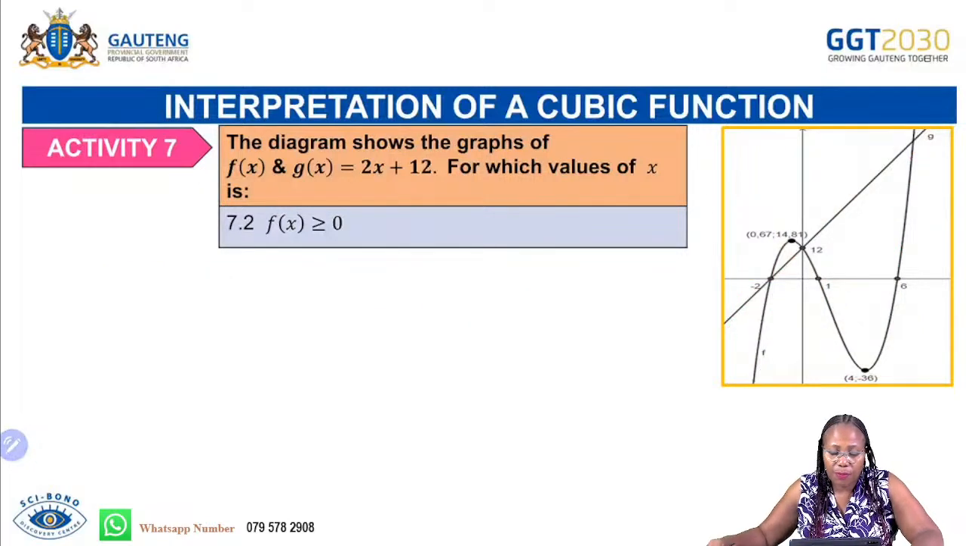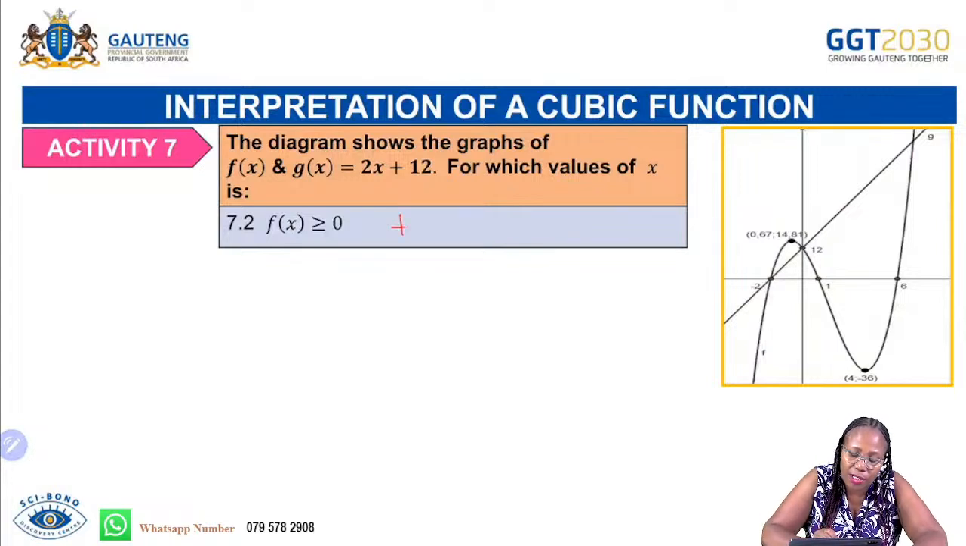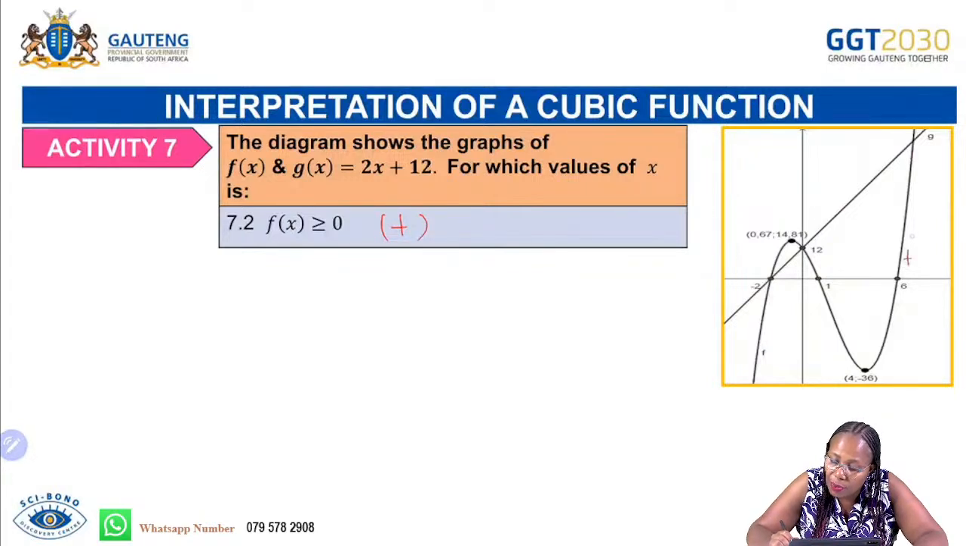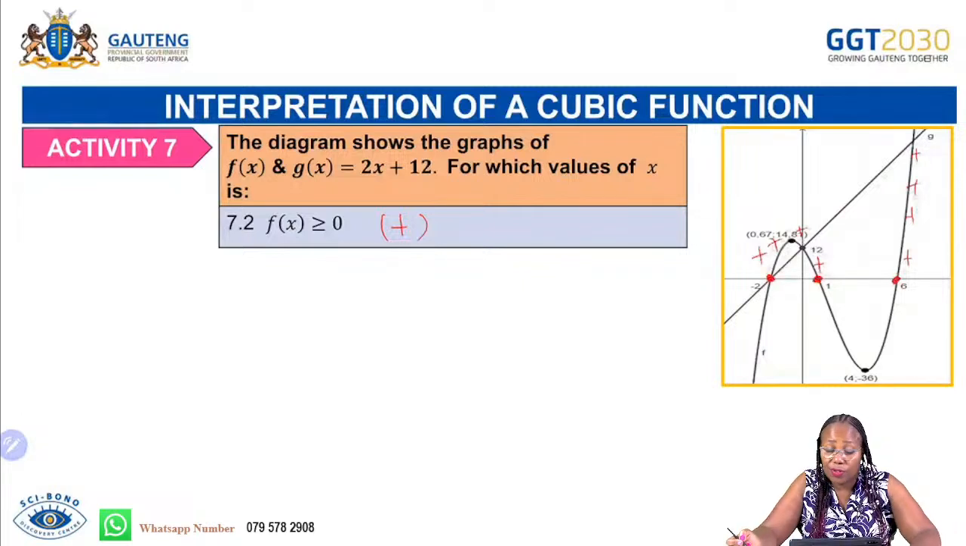And then 7.2, we are still on the same function. We are determining now when f(x) is greater than 0. That means we are looking at the positive solution of this graph now. Remember, it is positive above. We are concentrating only on f. f is positive above. That means this is determined by the x values there. We are depending on the x values.